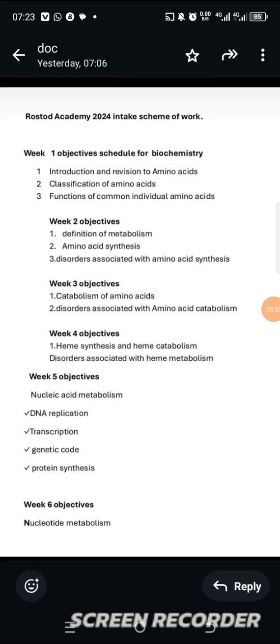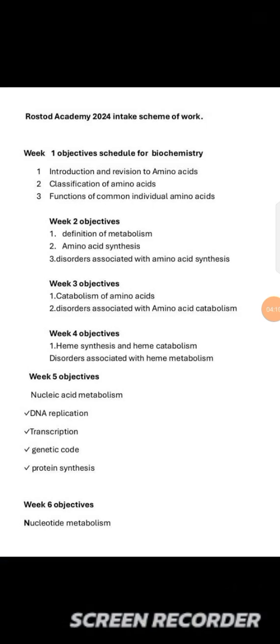Coming to week 5, we do nucleic acid metabolism. Nucleic acid metabolism will basically be talking about what DNA is, what RNA is, the composition of DNA, and the differences between DNA and RNA. That's what we look at here. And the metabolism of nucleic acids, we look at from three parts.